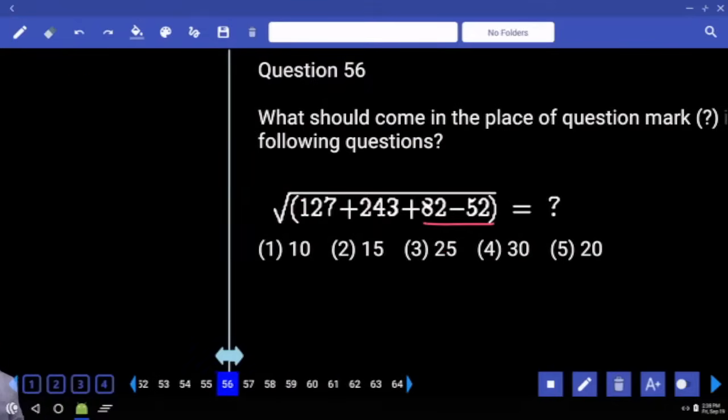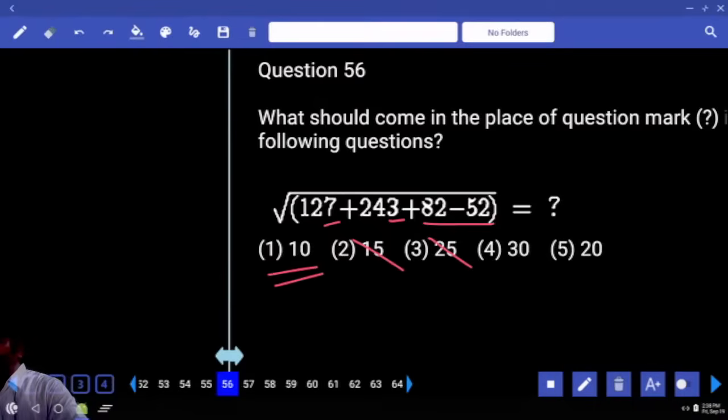52 subtracted from 82 is 30. Correct? Last digit verification. 30 ends with plus 3, plus 7. Under root value is ending with 0. Answer should end with, how many options are there? 3 options are there. Use common sense.